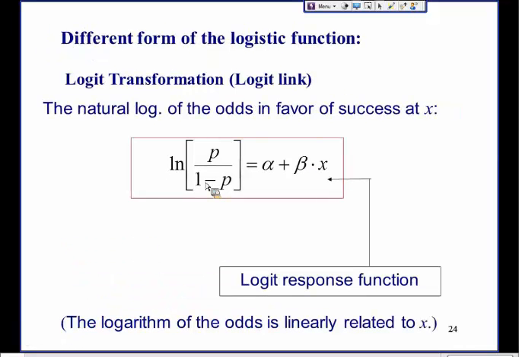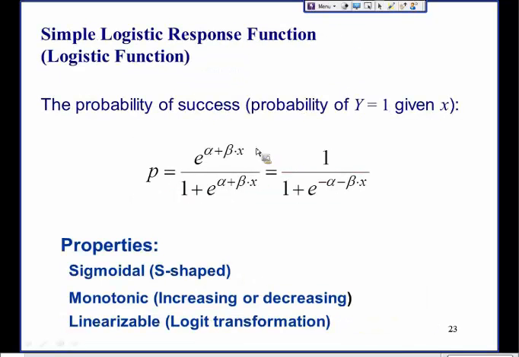Okay, this is a different form of that model. If you solve for alpha and beta, or solve for the log of odds, look at this: probability over 1 minus probability. This is actually the odds, right? So the natural log of the odds is another expression for this probability model.